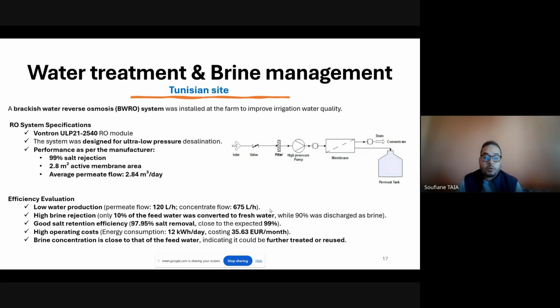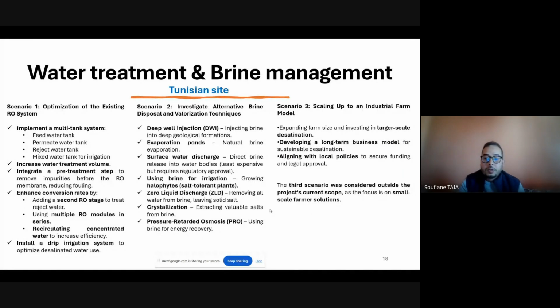Salt retention is also high, which can reach 98% of salt removal, but with a high energy consumption. The brine concentration is also close to the feed water, meaning that it has the potential for further treatment or reuse. So to deal with this, we introduced three scenarios.